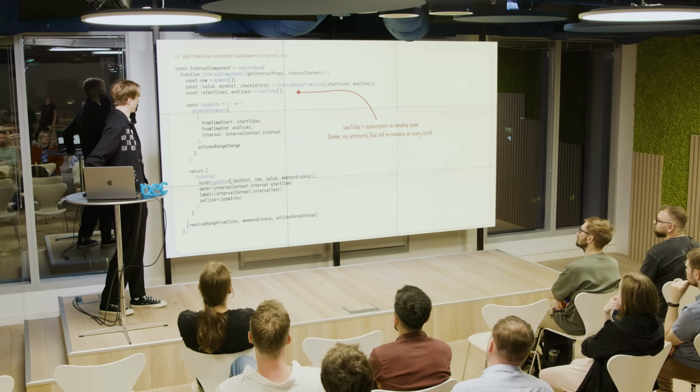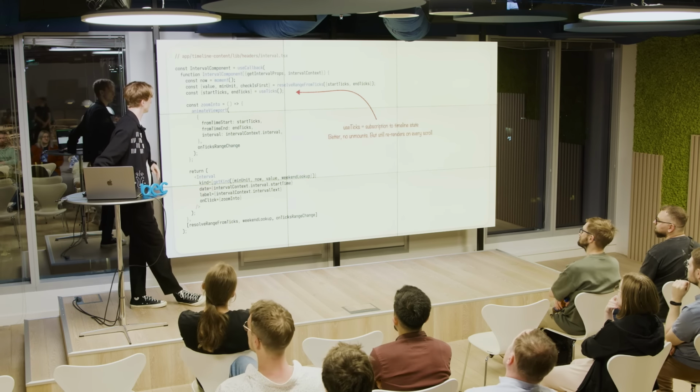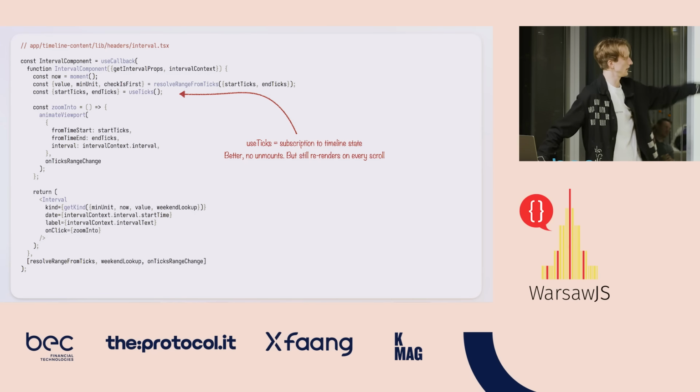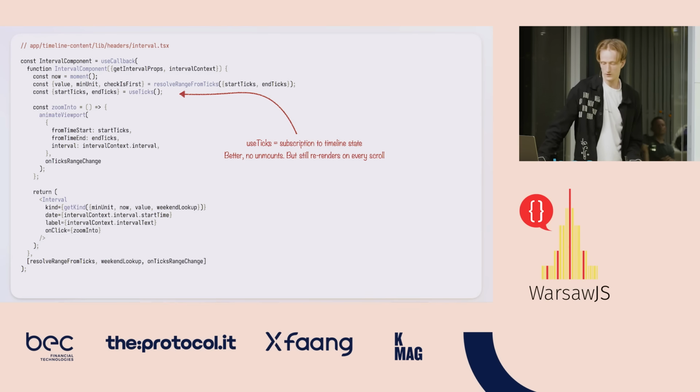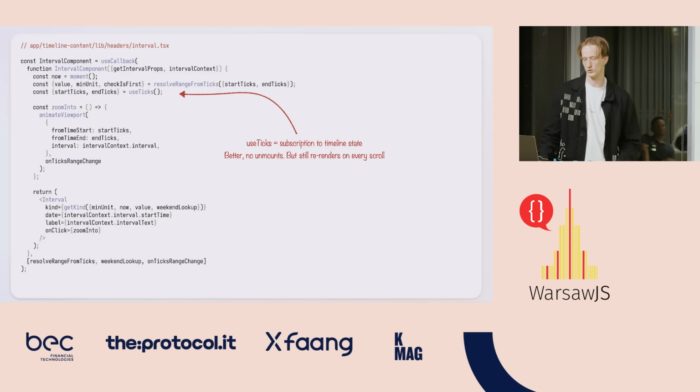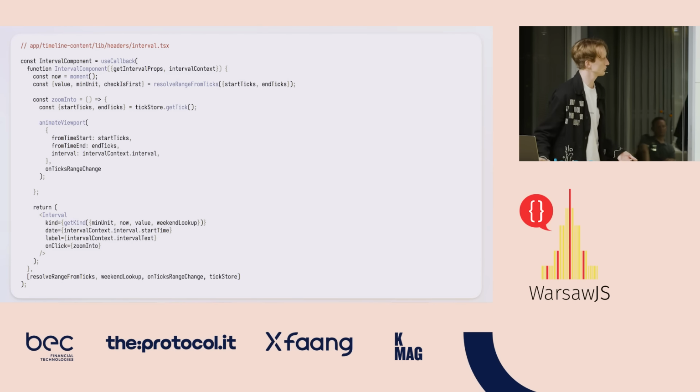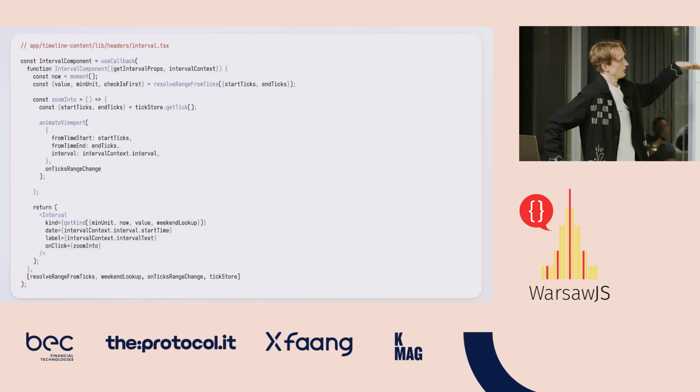What can we do more? If you take a closer look, startTicks and endTicks are used only inside our zoom function, and zoom is basically an on-click handler. So we need those values only when the user actually interacts with this header. There is no need to establish this subscription. We just need to get it one time as the user interacts. So yeah, the obvious solution is to read the state right inside the callback.